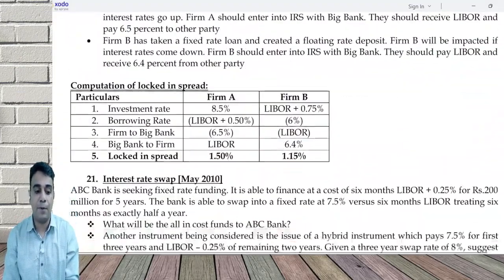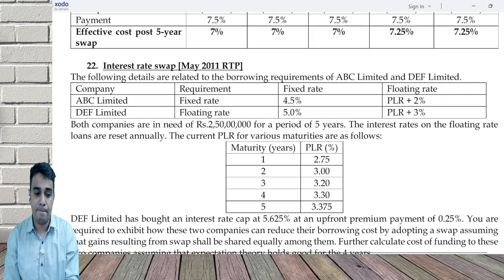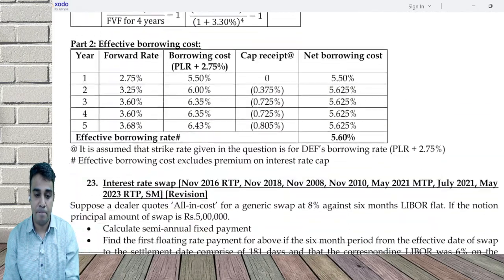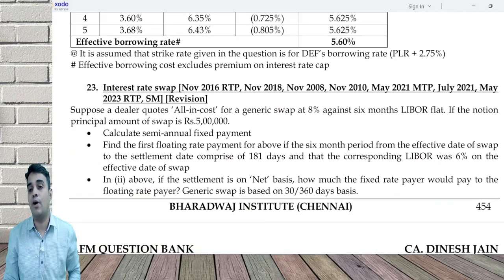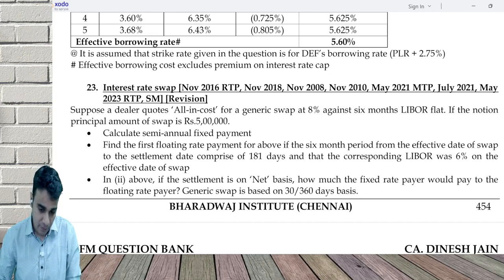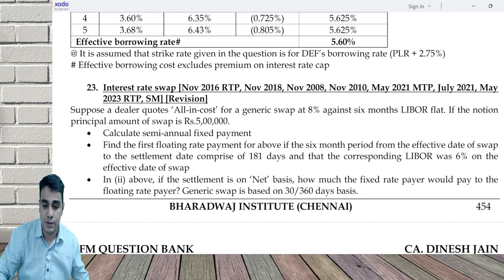The second type of question which comes frequently is calculating something called a net settlement. Go through this. Very simple calculation.